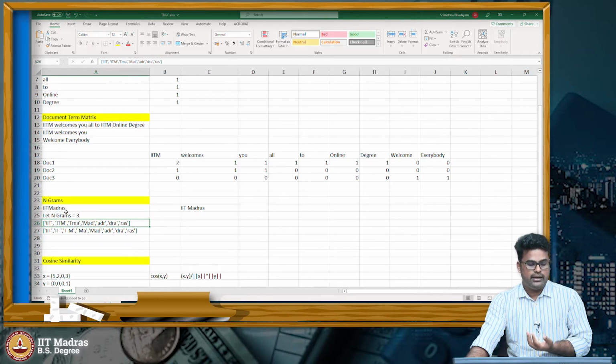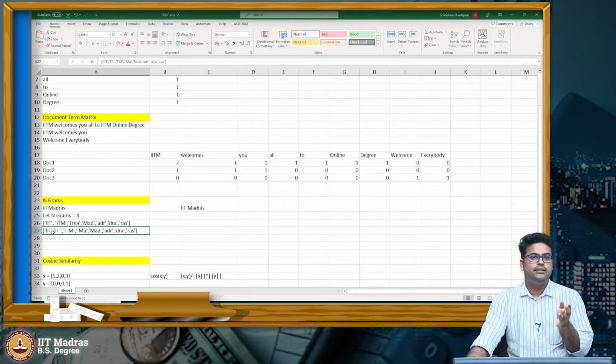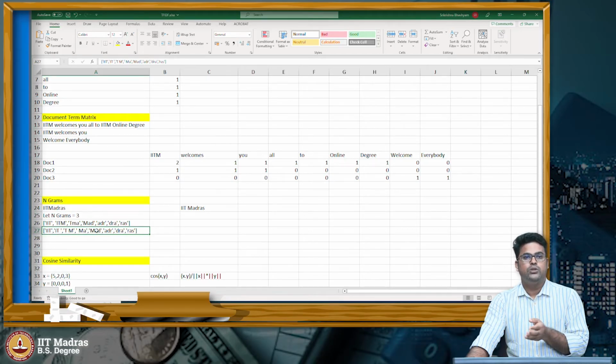For IIT Madras, the combination of n-grams would be IIT, moving one position next is ITM, TMA, etc. Essentially, there are about 7 combinations of the words which I can do. Now let's take one more example, IIT Space Madras. In that case, my n-gram approach of splitting them into subsets is IIT, then a space comes into the picture, space is also involved.